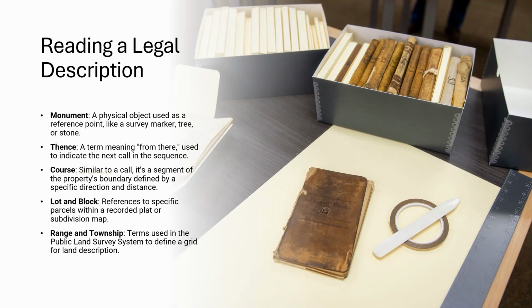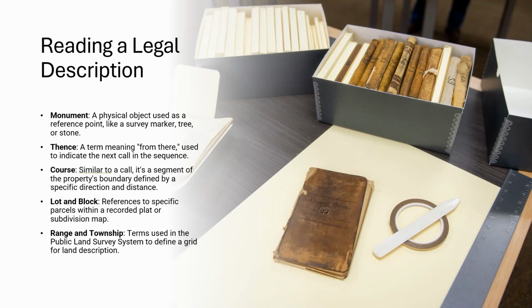Next word, thence. Thence is a term meaning from there, and it's used to indicate the next call in the sequence of your property retracement. A course is going to be similar to a call. It's a segment of the property's boundary defined by a specific direction and distance. Lot and block are references to specific parcels within a recorded plat or a subdivision map. So with a lot of newer construction, everything's going to be lot and block a lot of times.